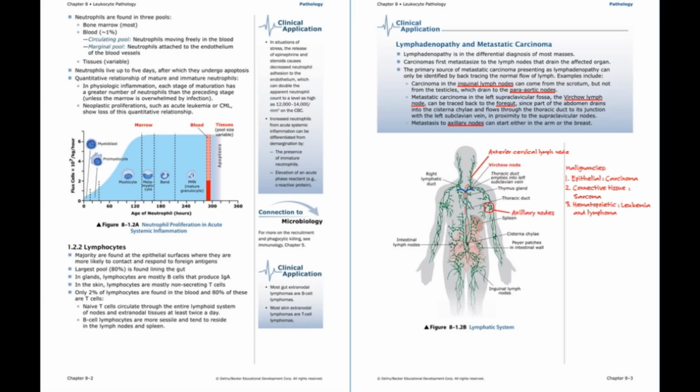As we move into the abdomen, we can see our foregut drains into the cisterna chyli and up the thoracic duct, where it dumps into the region of the left supraclavicular vein, and we can see there this is our so-called Virchow lymph node. When we come down into the inguinal lymph nodes, remember they can arise either from the leg or from the external genitalia.